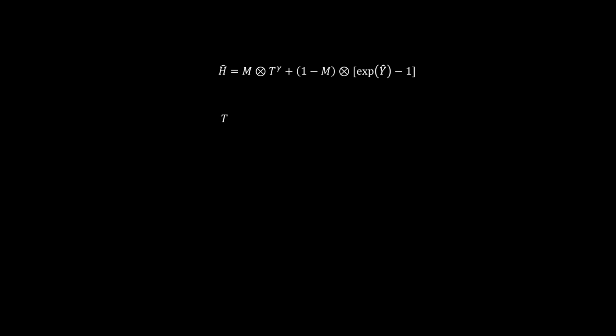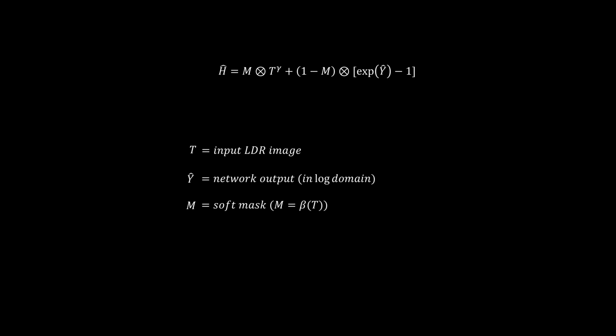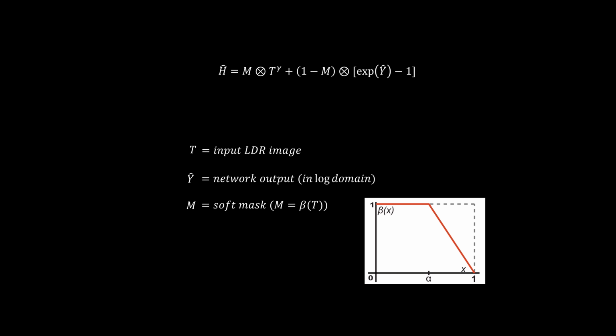From the equation, T is the input LDR image, and Y is the output of the network in the log domain. M is a predefined soft mask obtained by applying a nonlinear function to the LDR image. From the diagram, 1 indicates that the pixel is well exposed, while 0 is assigned to pixels that are fully saturated.